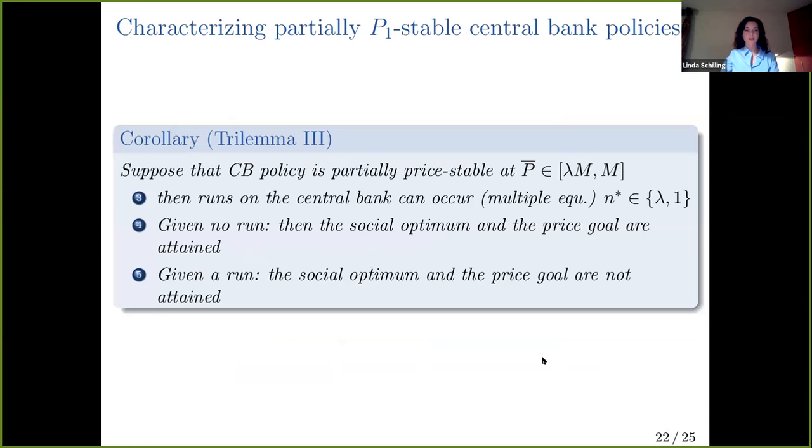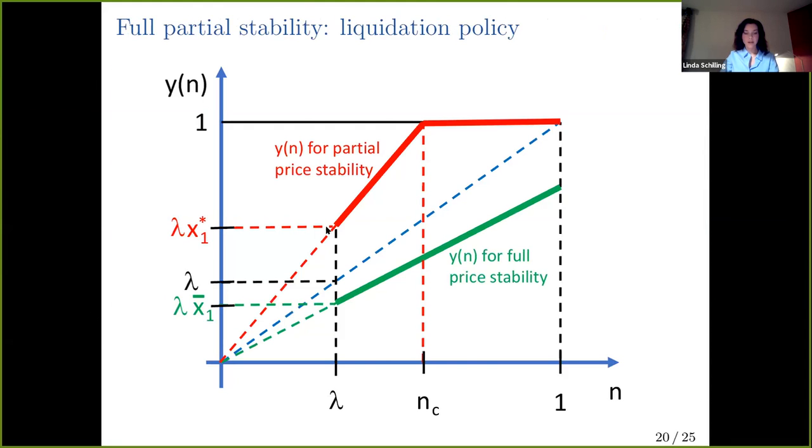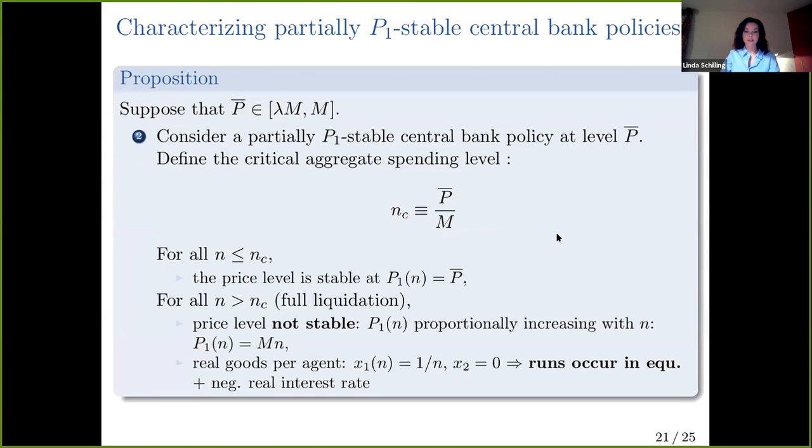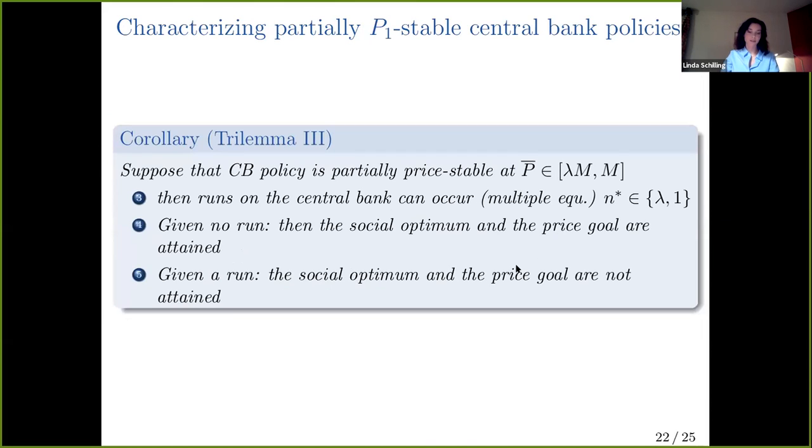So we are back to trilemma part 3. Under a partially price stable policy, runs on the central bank reoccur. So there are two equilibria, the no-run equilibrium and the run equilibrium. In the no-run equilibrium, the social optimum can be attained and the price level is stable. But under the bank run equilibrium, the price level is not stable. And yes, we have a run on the central bank. Okay, so this completes the trilemma.